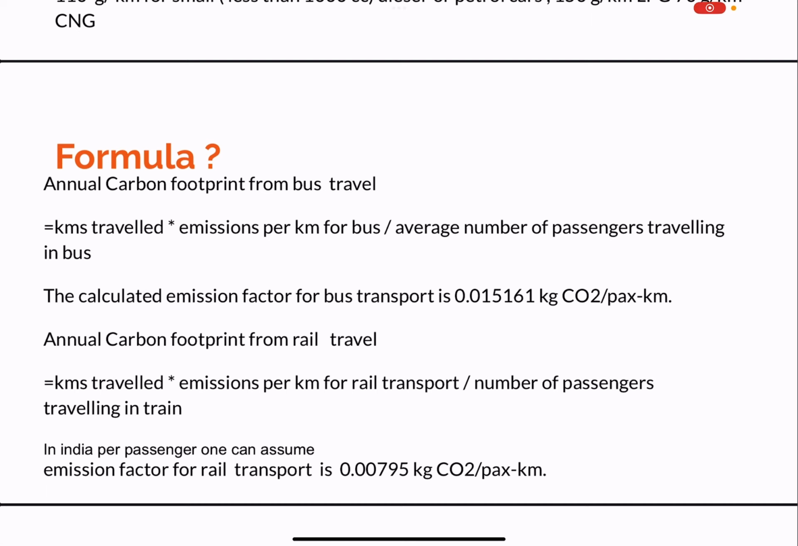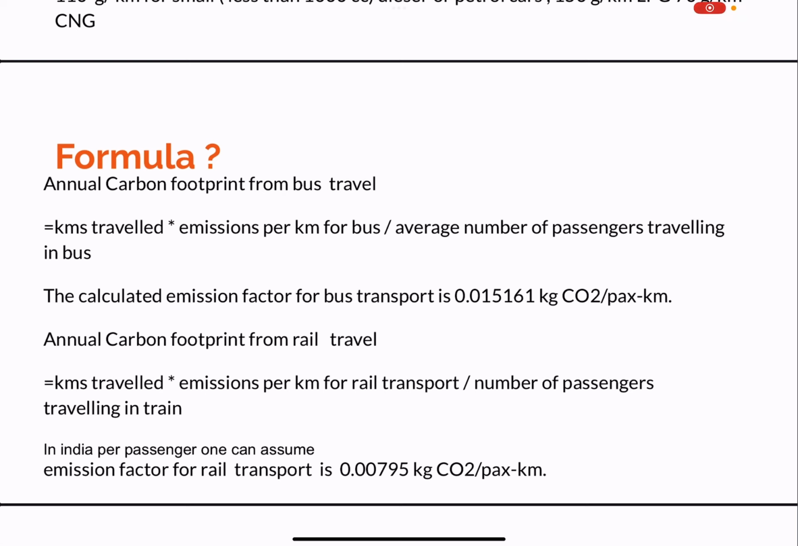So for example, for the buses which ply in India, the emission factor for bus transport is 0.015 kgs of CO2 emitted per person per kilometer. So now it becomes very easy. You need not divide it by the number of passengers, because if you have this emission factor as per person per kilometer, then straight away if you multiply it with kilometers traveled, you will get the carbon footprint for the individual. Okay, no need of dividing it by the average number of passengers.